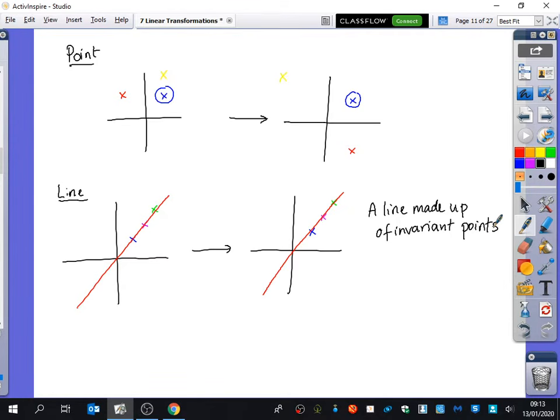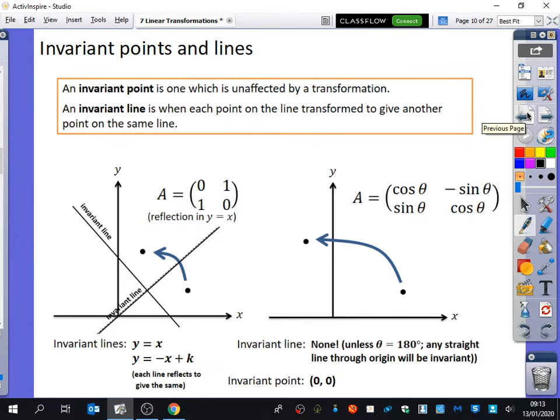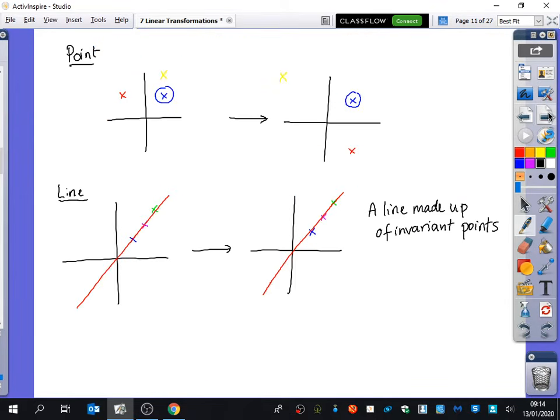Good. So you can have one which is a line that's made up of invariant points. So yeah, the line isn't going to change, but really it's just made up of lots of points that haven't changed. If we go back to what our definition says, it says an invariant line is when each point on the line is transformed to give another point on the same line. So what could the other version be of an invariant line? What might be different about a second way you could have an invariant line?